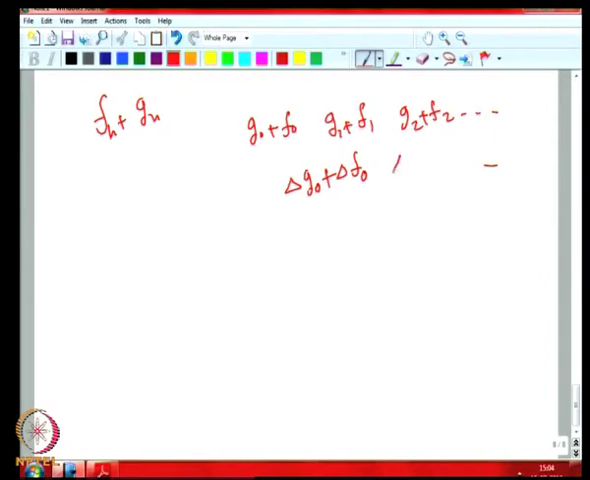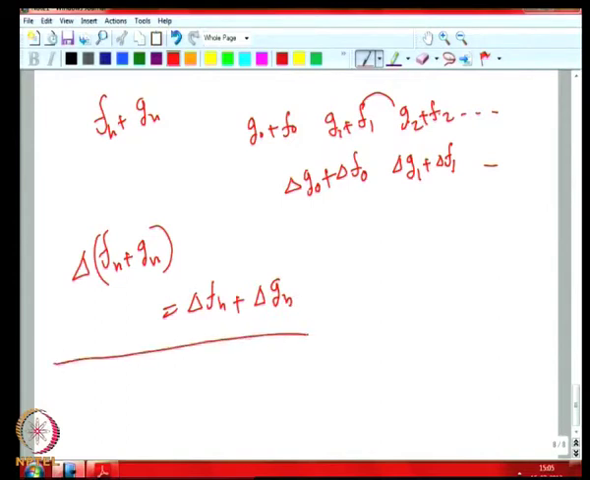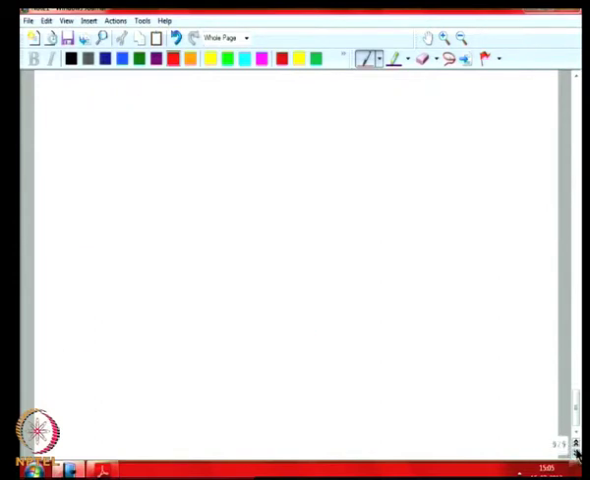Similarly, if I take the difference here, you can easily see that G2 minus G1 is delta G1 and F2 minus F1 is delta F1. So this is delta G1 plus delta F1. So delta of Fn plus Gn is clearly delta of Fn plus delta of Gn. This is one thing which you can easily observe. Similarly, we can easily see that if you have a sequence, say G0, G1, G2, etc., and I multiply with the constant C, this is the new sequence.